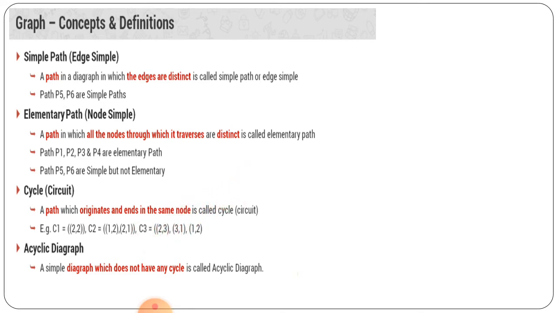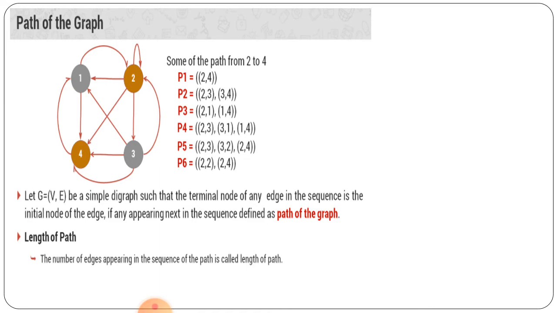Now P1, P2, P3 are elementary paths. How are we seeing that? So 2 to 4 does not repeat any node. 2 to 3 and 3 to 4, that also has no repeated node. Then here 2 to 3 and 2 to 4 are given, so those are distinct. 2 to 1 and 1 to 4, that also has no repeated node. 2 to 3, 3 to 1 and 1 to 4, these are also elementary paths, we can say, right?